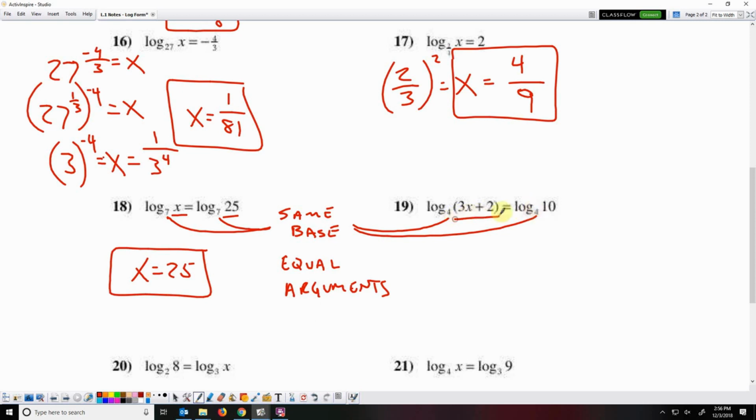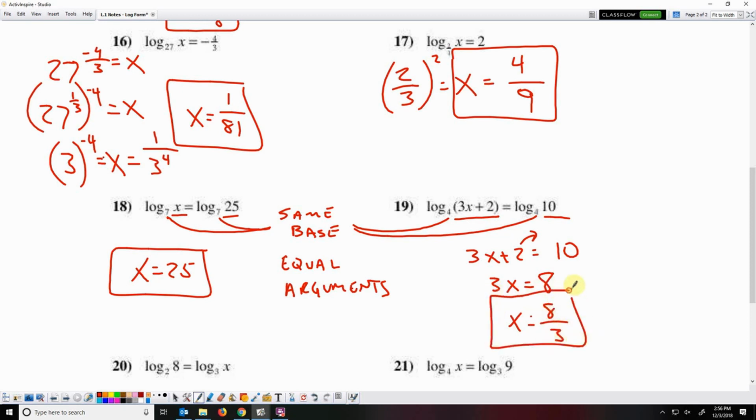Same base, equal arguments. 3x plus 2 equals 10. I can subtract that 2. 3x equals 8. And divide by 3. X equals 8/3.